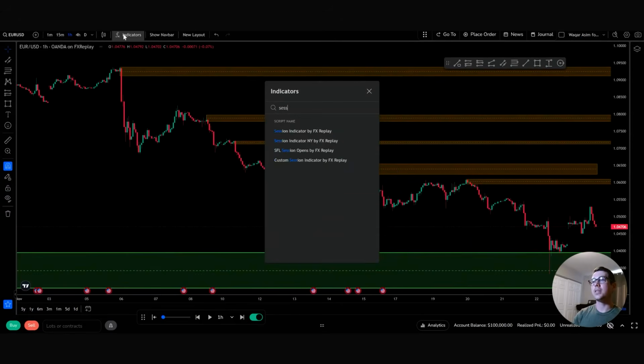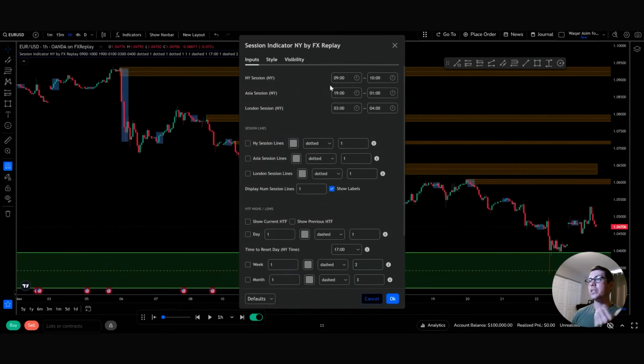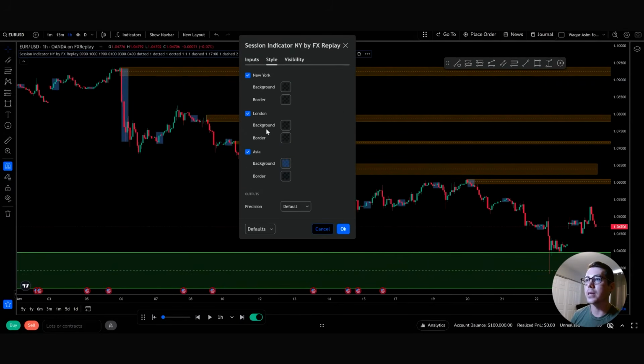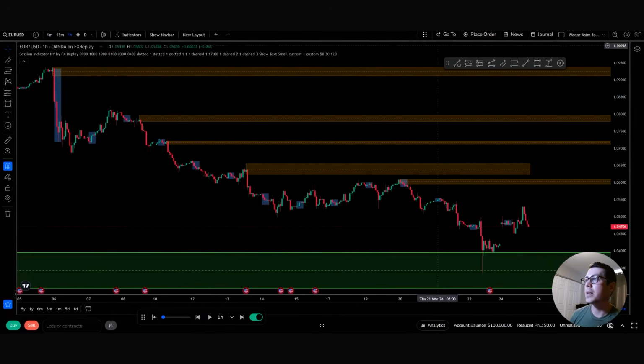So I'm going to add this session indicator, New York by FX Replay, and I'll show you how I would set it up. I have the New York session from 9 to 10, then a 1 hour trade window, and then the London session 3 to 4. I think I removed all the lines and made them gray like he does. So we have all of our trading windows on the chart, and now we have everything we need.